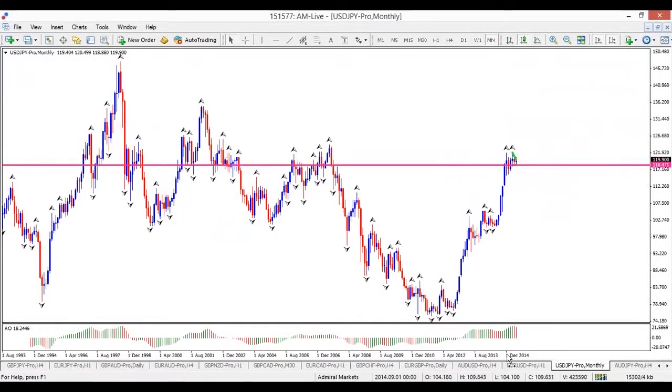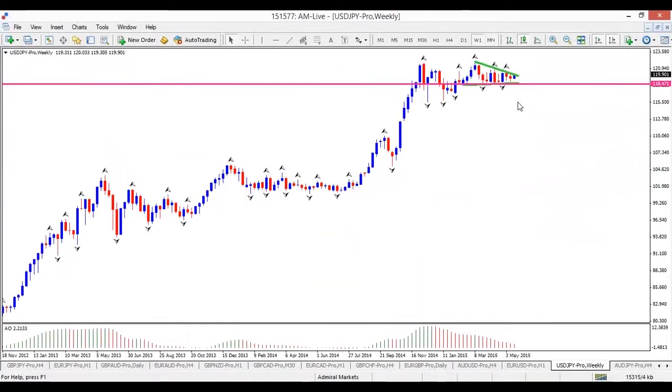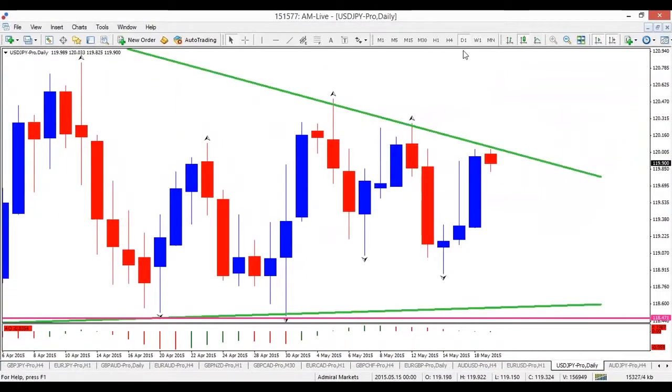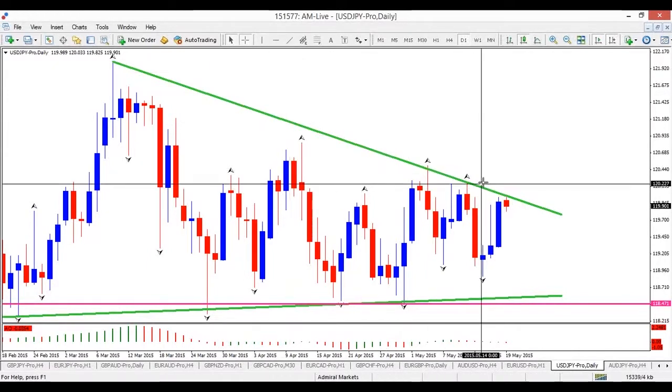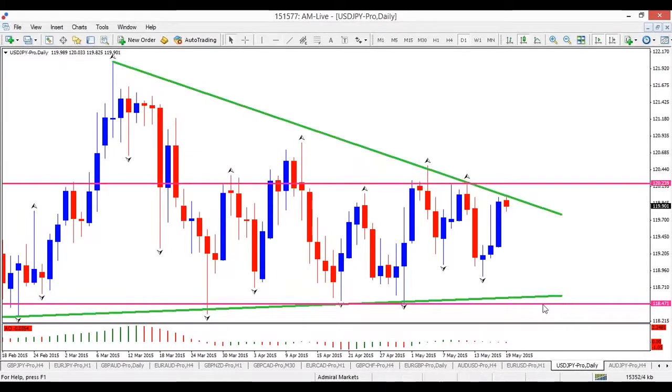Dollar yen is a bit different. It's in a consolidation. The weekly candle is very small, and this triangle could be completed soon, but it would have to break at least above 120.25 right here. I don't expect a break below 118.50. So these two levels are important: 118.50 and 120.25.